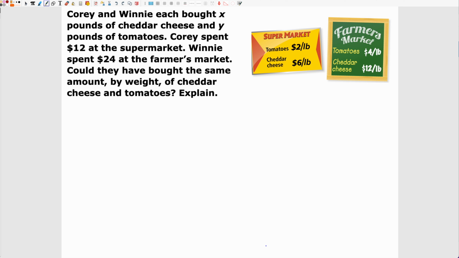Okay, and so let's see what Corey is doing. Corey is shopping at the supermarket, and so I think, does your book write out the equations for you? Corey spends $2 for tomatoes plus $6 for cheddar cheese, and that equals a total of $12, right? What's wrong with this equation? Okay, so that's not a great question. I didn't ask a great question. There's nothing wrong with the equation. What's different about this equation? The x and y are on the same side of the equation, right? It's not in slope-intercept form.